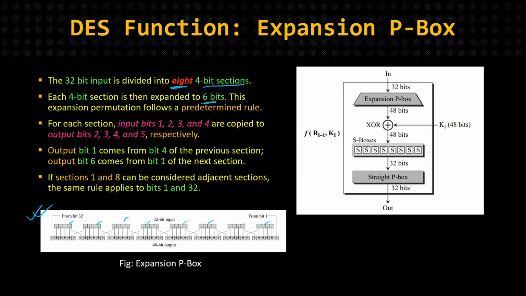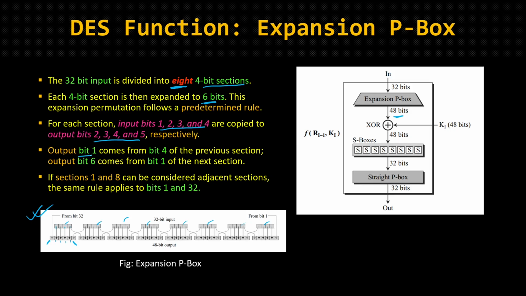As you can see, this 4-bit section is expanded into 6 bits in the output, right? So that is how it can produce an output of 48 bits. Now, what is the working principle or methodology by which it produces 6 bits? For each section, the input bits 1, 2, 3, and 4 are copied to output bits 2, 3, 4, and 5 respectively. Now, where are output bit 1 and output bit 6 coming from?